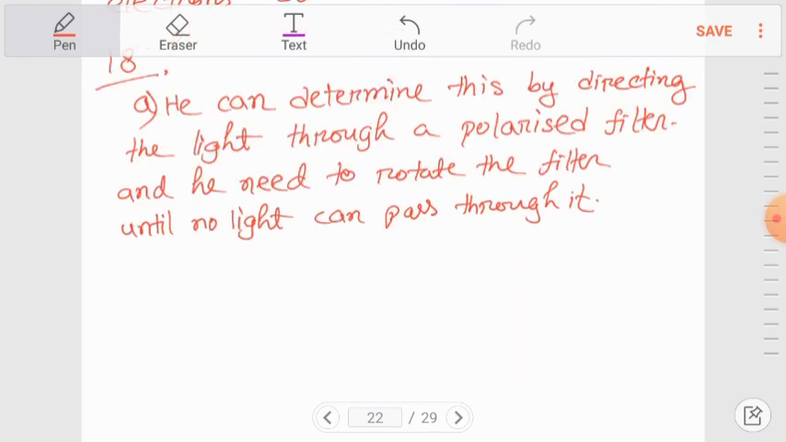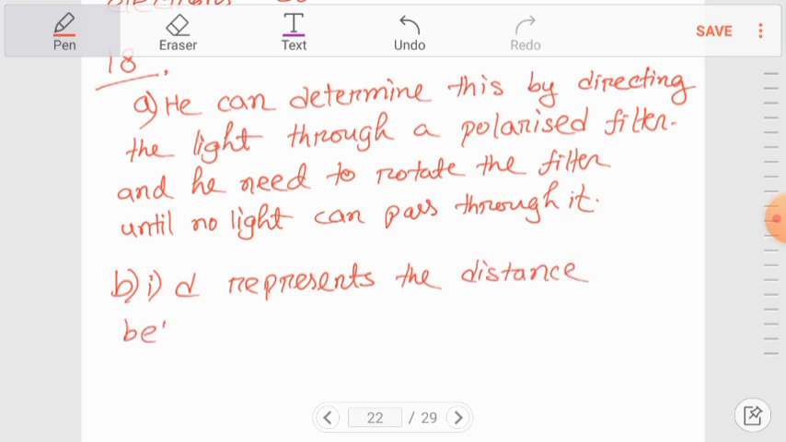So we can write it as here B1, d represents the distance between the adjacent slits. Now with this our B1 ends.